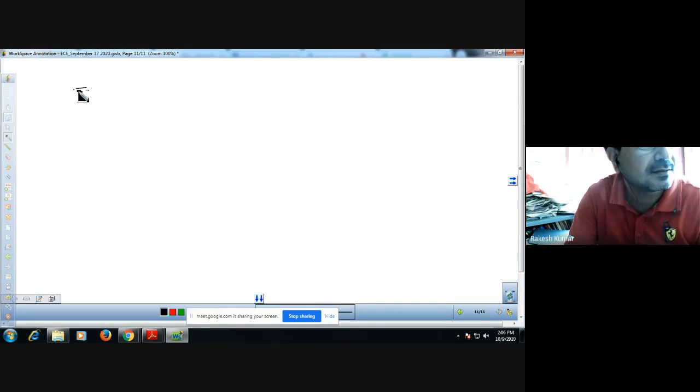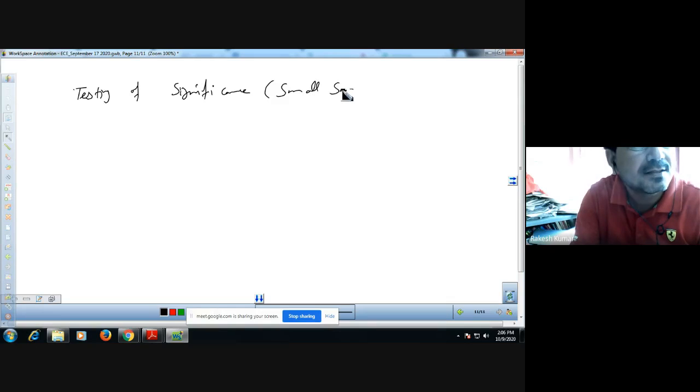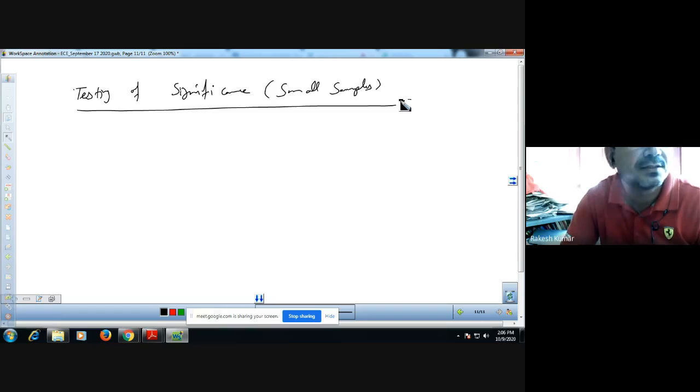This is the testing of significance for small samples. That means we should have small samples. So this is what we have to do today. There are different tests which we have to apply. There is a Z test or a student t distribution test. And the degree of freedom is very important in this heading.